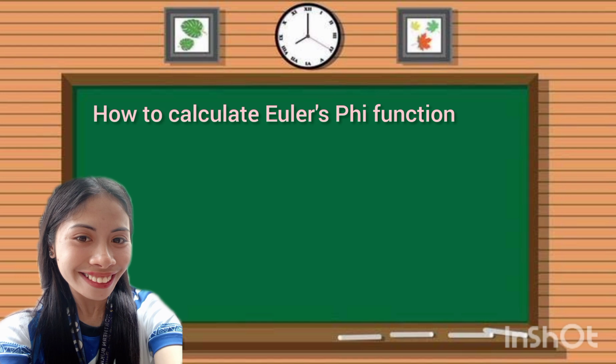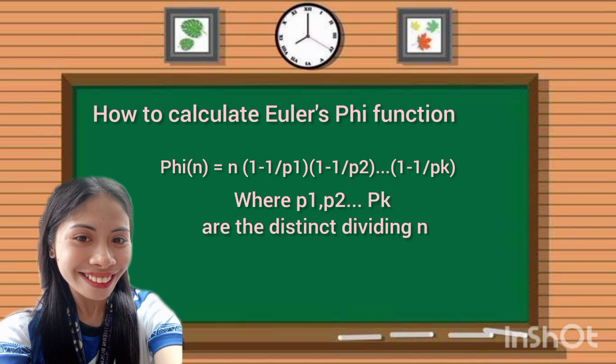Now let's talk about how to calculate Euler's phi function for any positive integer n. The formula for φ(n) is given by this: φ(n) is equal to n times (1 minus 1 over p1) times (1 minus 1 over p2) and so on up to (1 minus 1 over pk), where p1, p2, up to pk are the distinct primes dividing n.